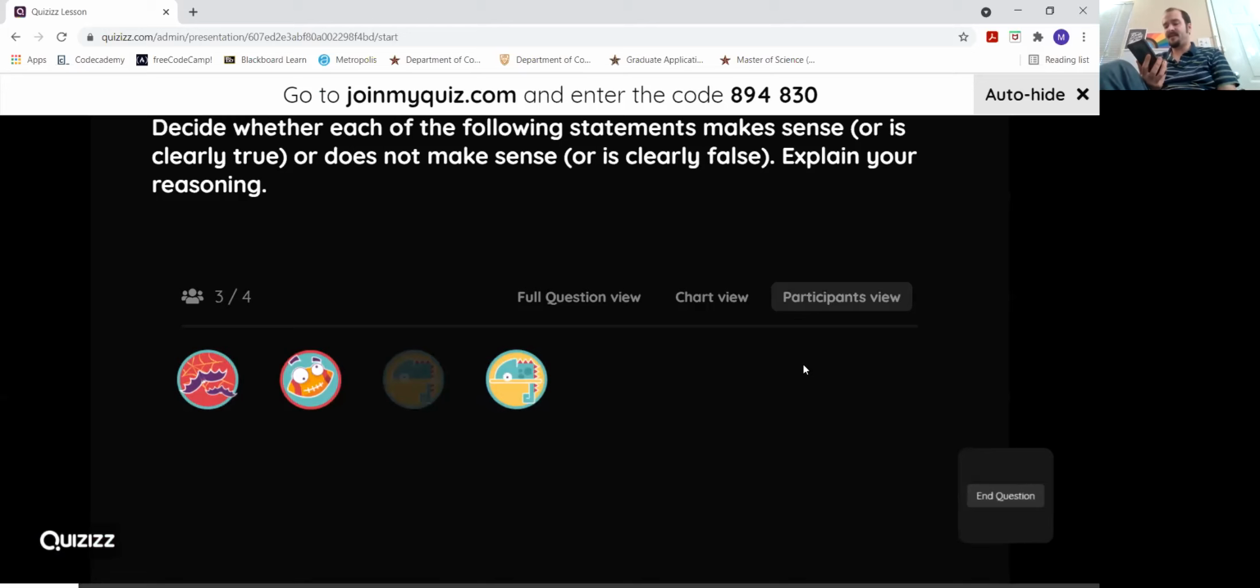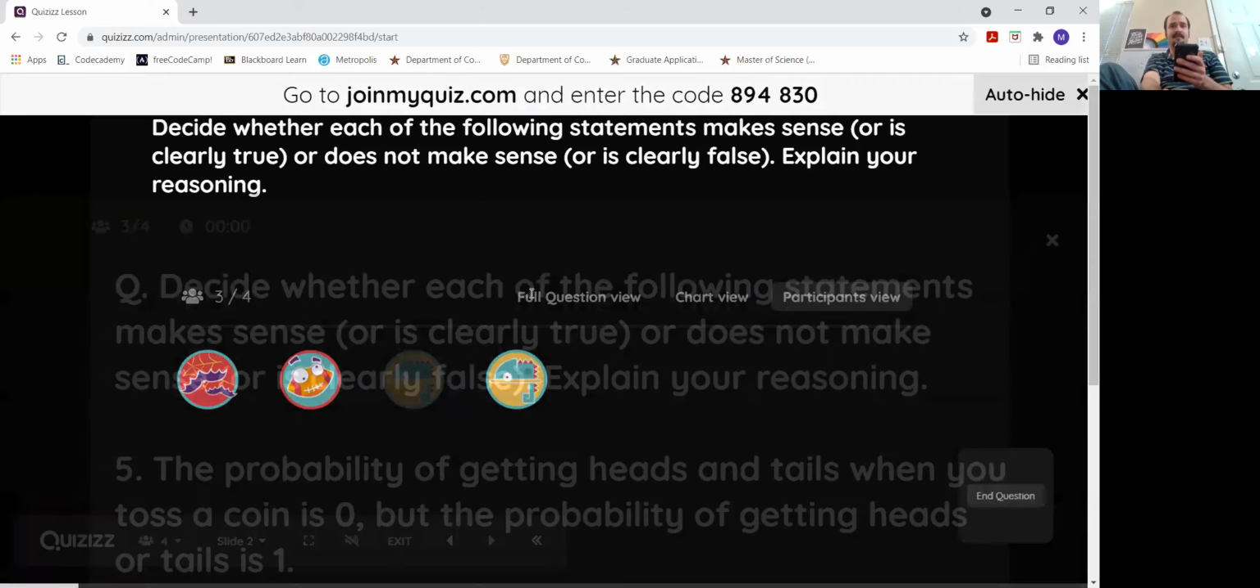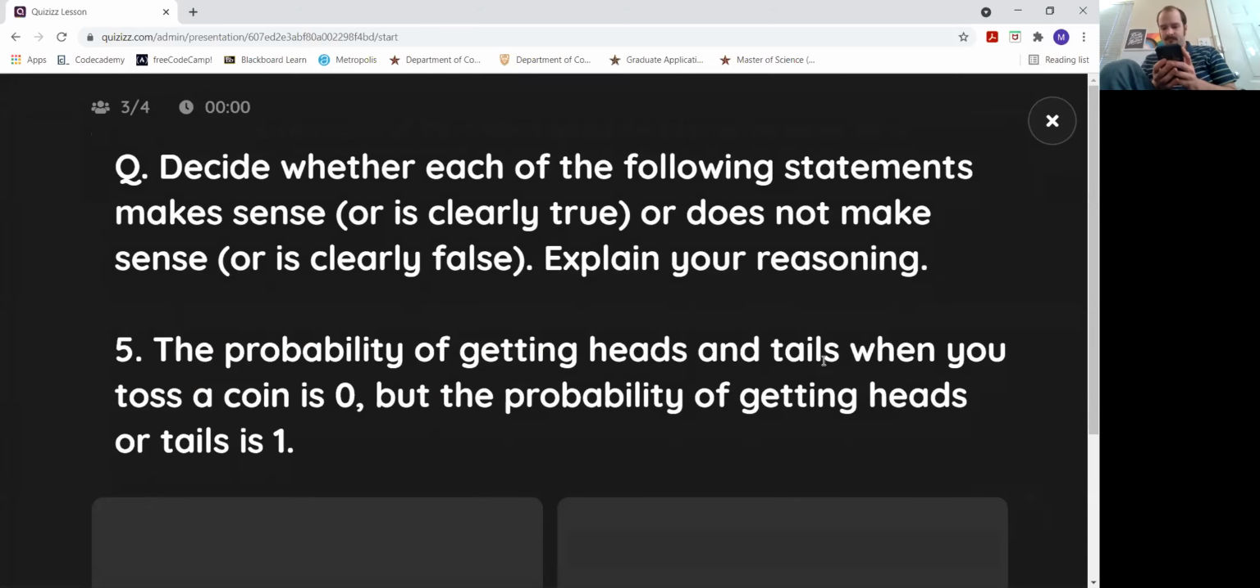The probability of getting heads and tails when you toss a coin is 0, but the probability of getting heads or tails is 1. I said that wrong, didn't I? So the probability of heads and tails is 0. The probability of heads or tails is 1.